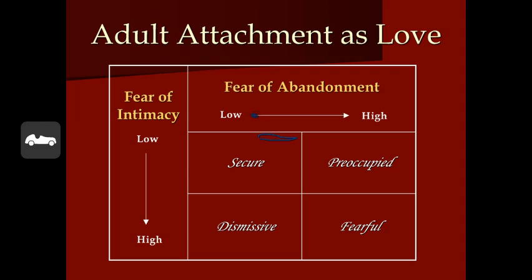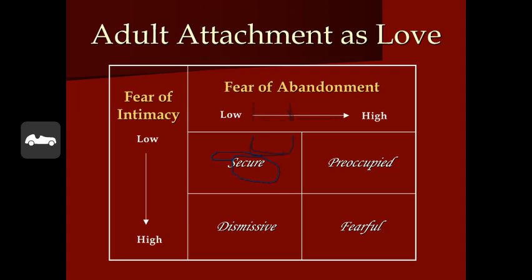So some secure people are going to be a little more worried about it. They might be even moderately worried about it. Like, hey, I really care about this partner. If they were to leave me, I'd be devastated. So it is something that I think about. I do worry about it. They could land up here on the range, right? And so they could be anywhere from here to here and still land in the secure box, right? So what we see is secures are generally low on fears of abandonment and fears of intimacy.